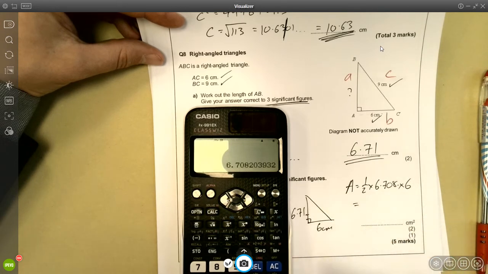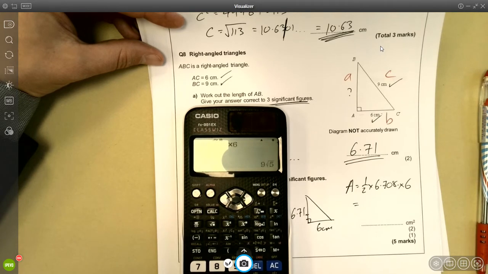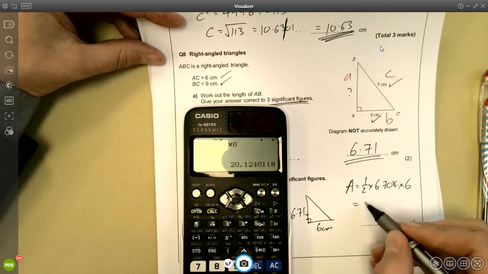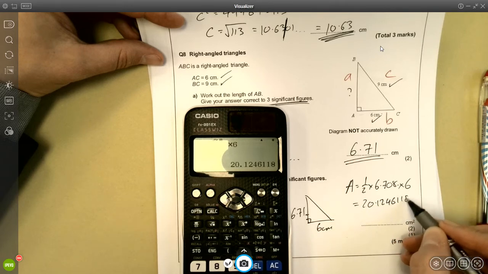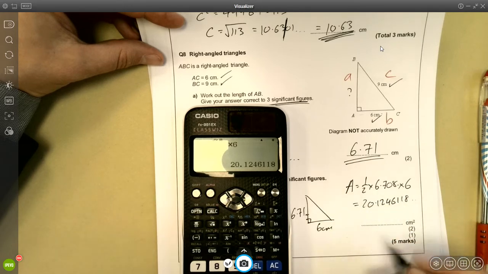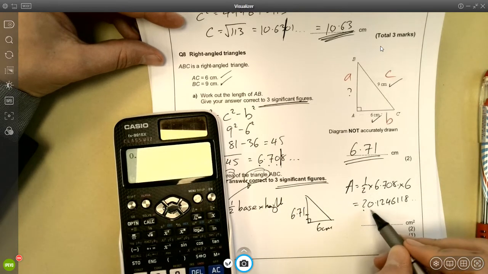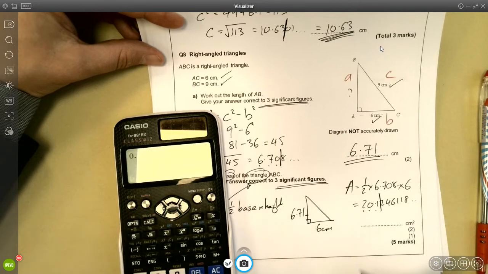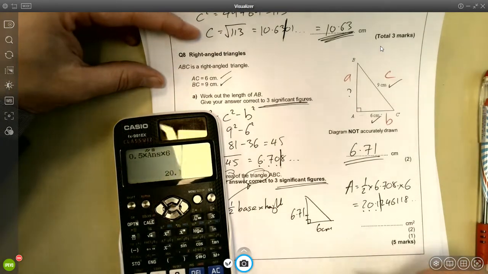So let's just do that. I'm going to keep this in my calculator. It's a half, so that's 0.5, or you could just divide by 2 at the end, times by my previous answer, times by 6, which gave me 20.124618, etc. And again, we're going 3 significant figures. So 1, 2, 3, round there. So our final answer should be 20.1.